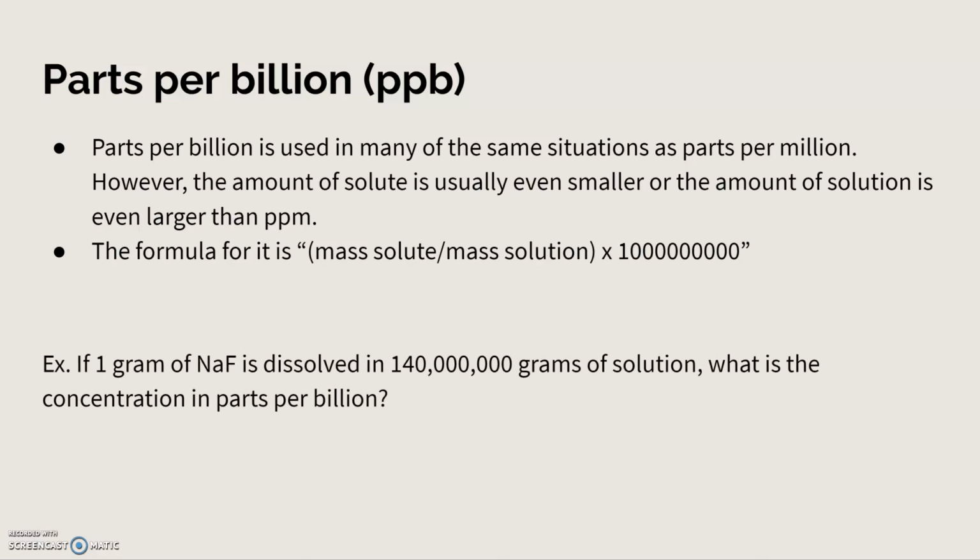For example, if 1 gram of NaF is dissolved in 140 million grams of solution, what is the concentration in parts per billion? We take that gram of NaF and divide it by 140 million. Next, we multiply by a billion. Our answer is 7 ppb.